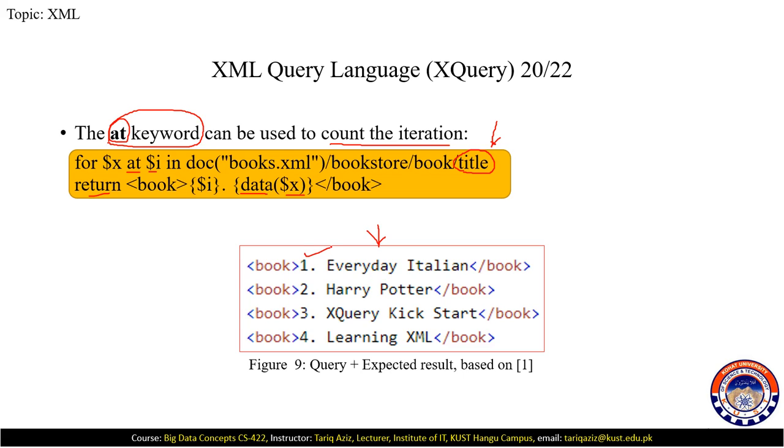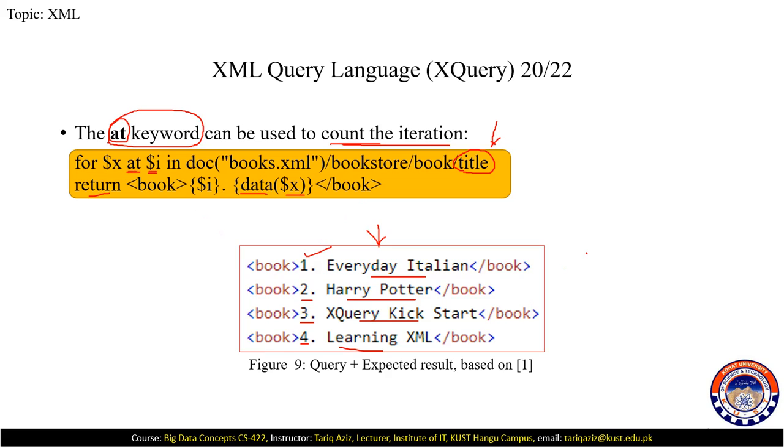So 1, the book title is returned, and then 2, Harry Potter, another book is returned, and then 3, XQuery Kickstart, and then 4, Learning XML. So by using this at keyword with the variable, we are counting the iteration. So 1, 2, 3, 4.